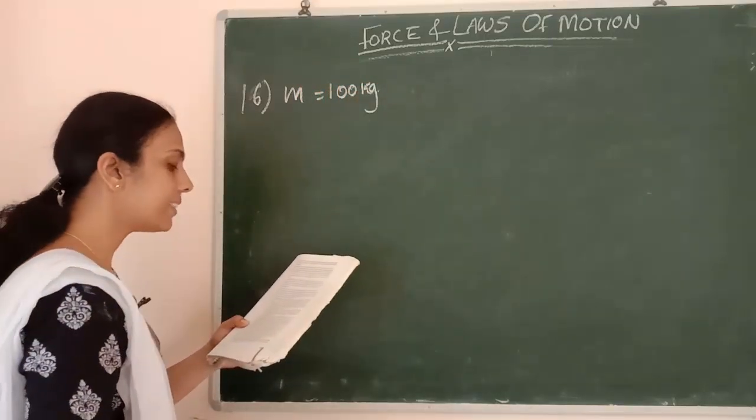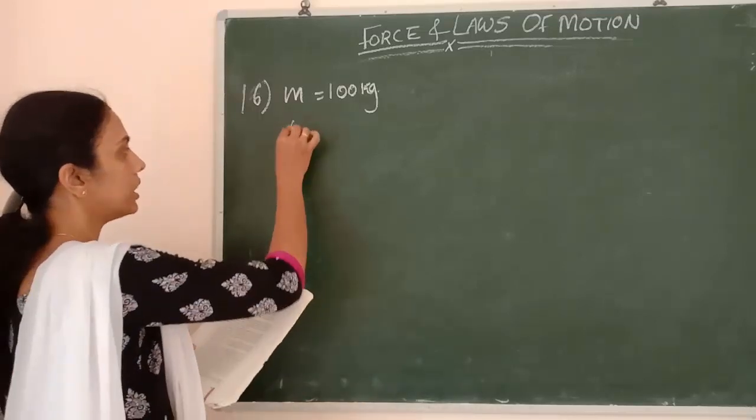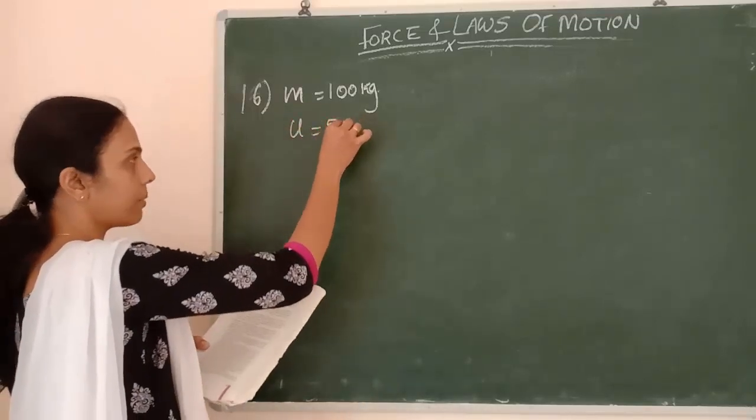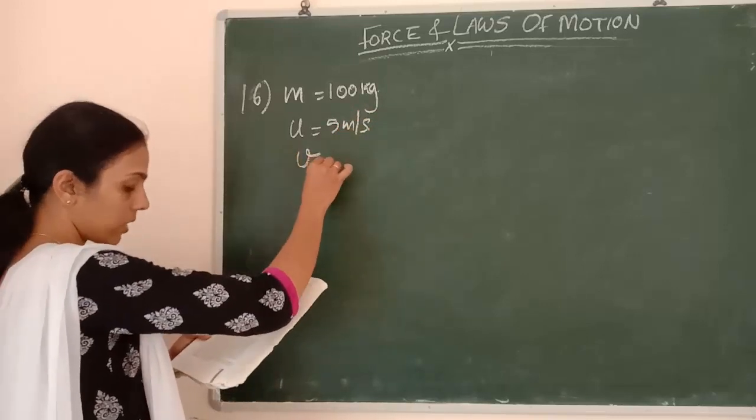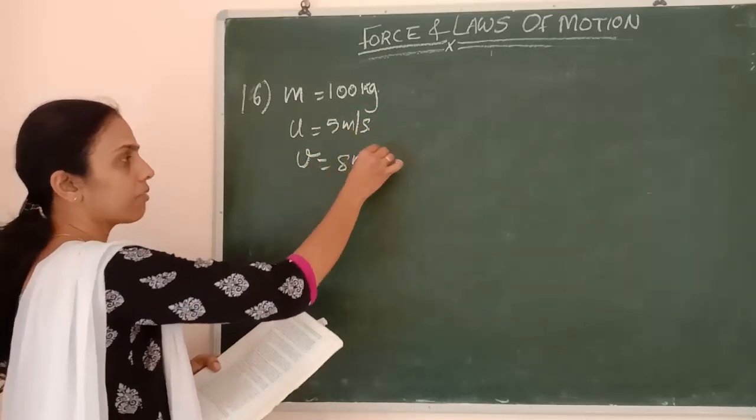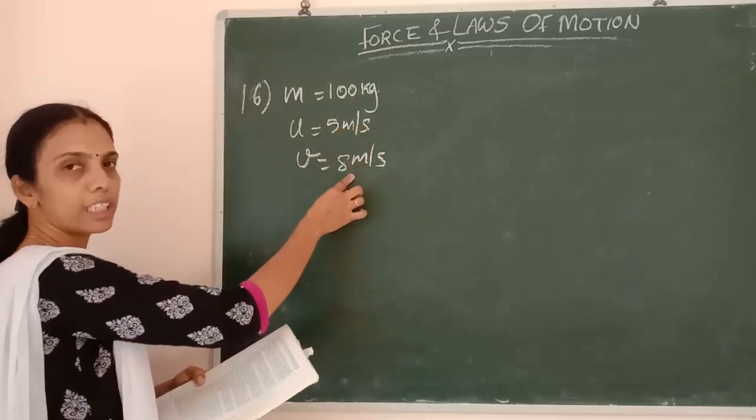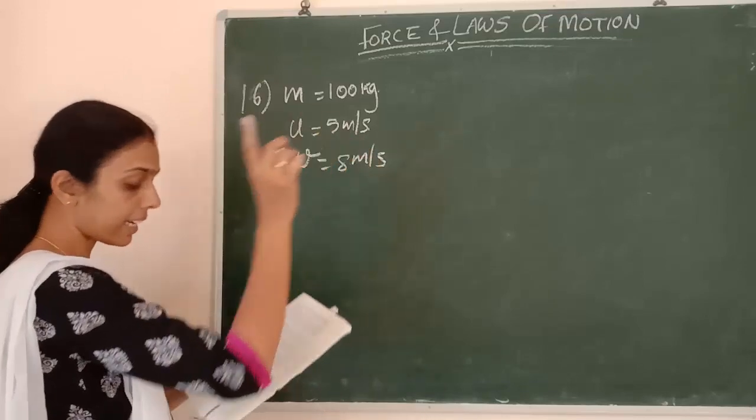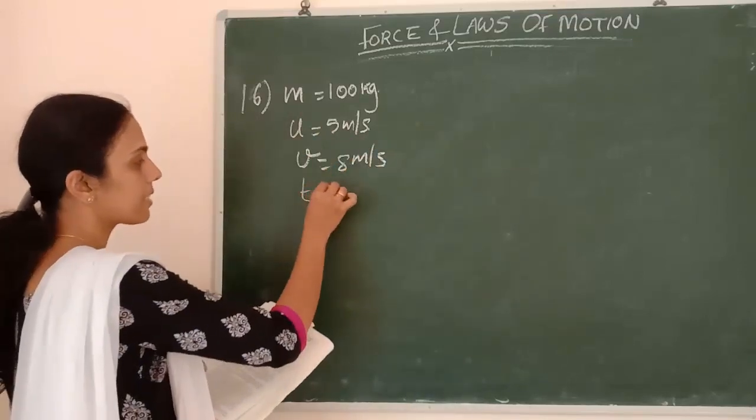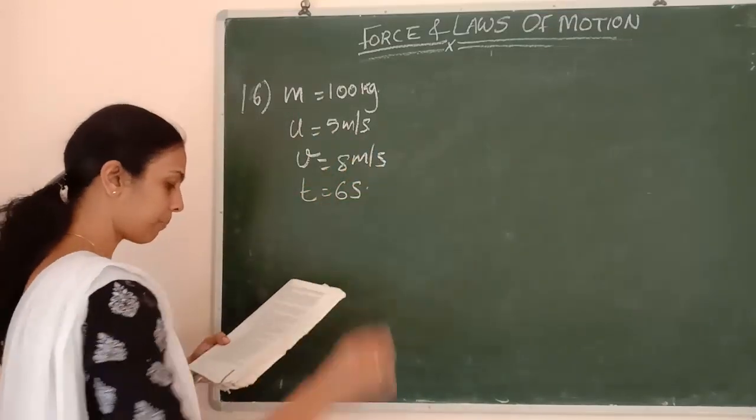It is accelerated uniformly from a velocity of, so u equals 5 meter per second. To which velocity? 8 meter per second. 5 meter per second to 8 meter per second. So 5 meter per second is the initial one. The final one is 8 meter per second. Time is given as 6 seconds.